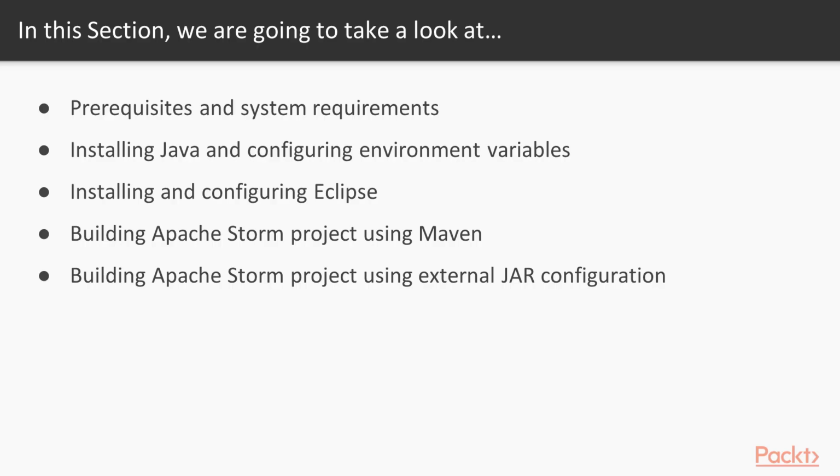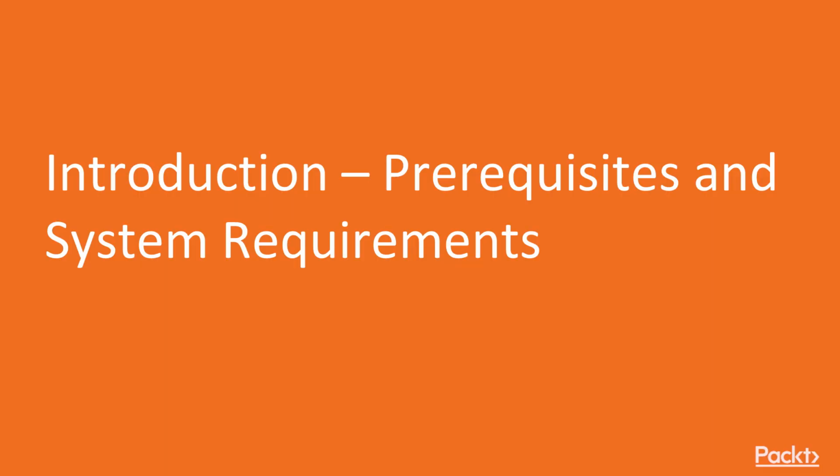So in this section we are going to take a look at the prerequisites and the system requirements to do the practice. We'll also install Java, we'll configure the environment variables, we will install and configure Eclipse, we will build the Apache Storm project using Maven, and also we'll build another Apache Storm project using external jar configuration. So let's start with video 1.